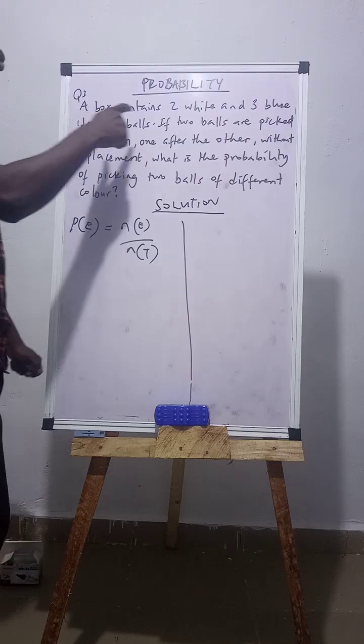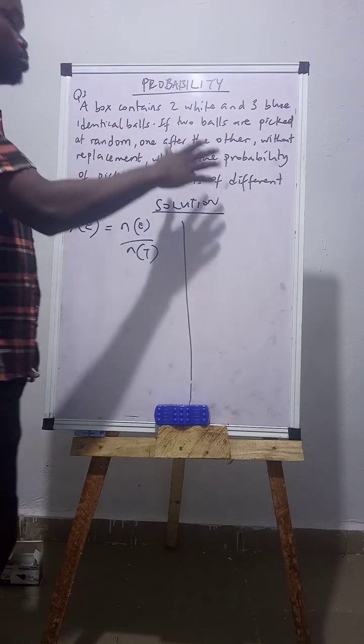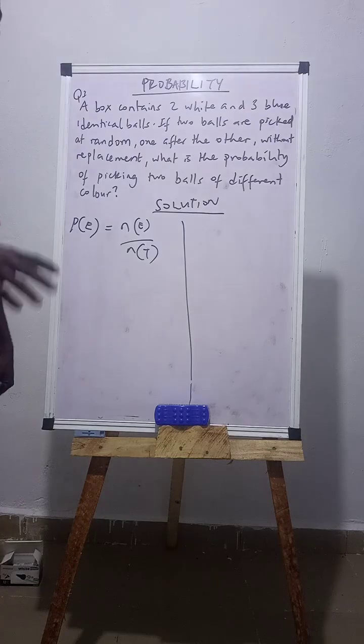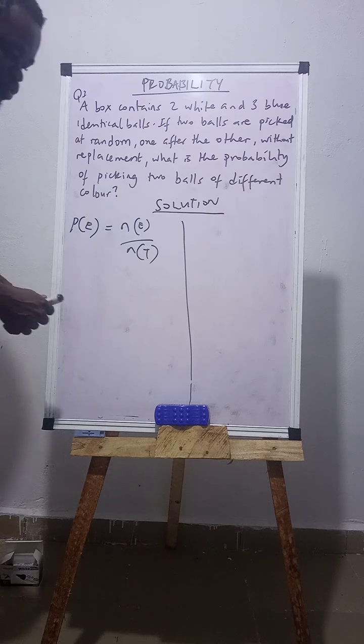For example, now we have this question. A box contains 2 white and 3 blue identical balls. If 2 balls are picked at random, one after the other without replacement, what's the probability of picking 2 balls of different color?